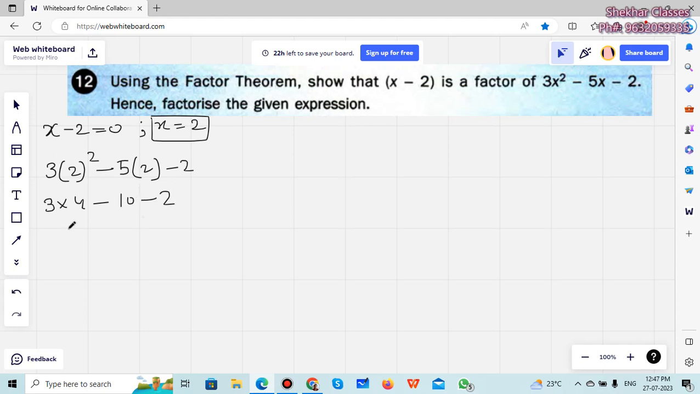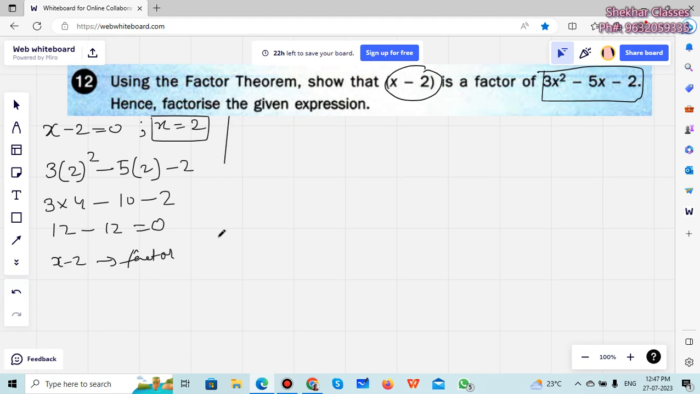So what is it? Let's check it. 12 minus 10 minus 2 is 0. So is it coming as 0? Yes. So which means x minus 2 is a factor. Okay, so we can say x minus 2 is a factor. Factor of what? Factor of this particular polynomial.